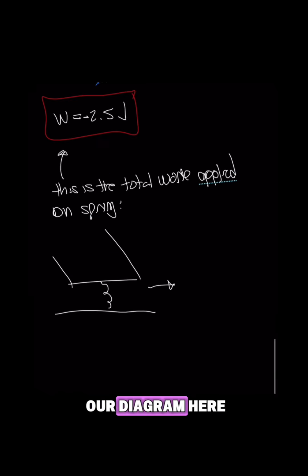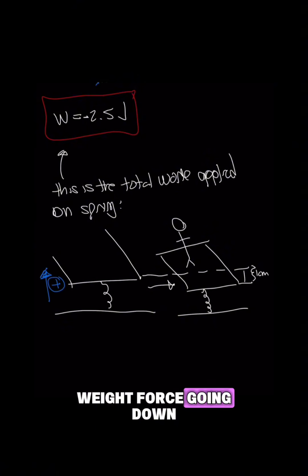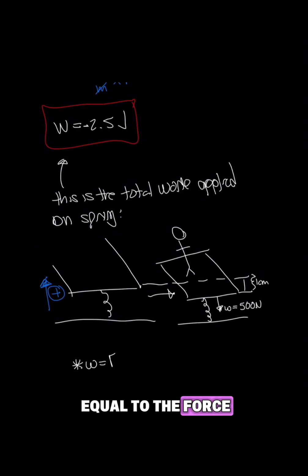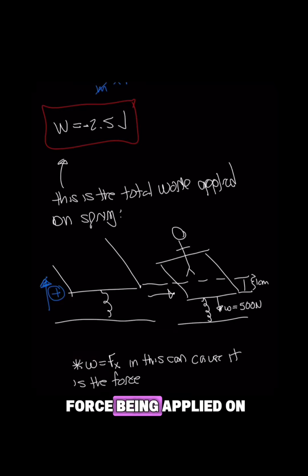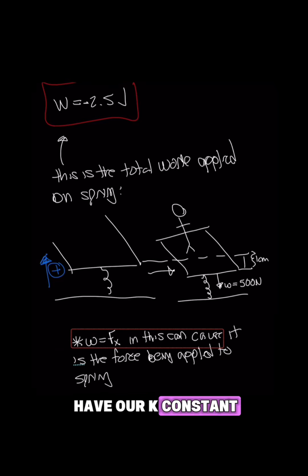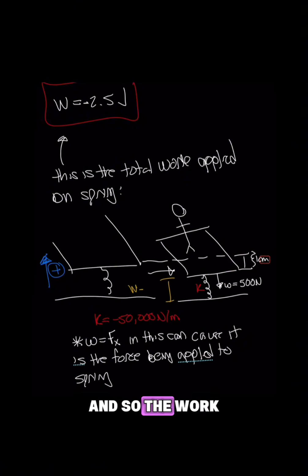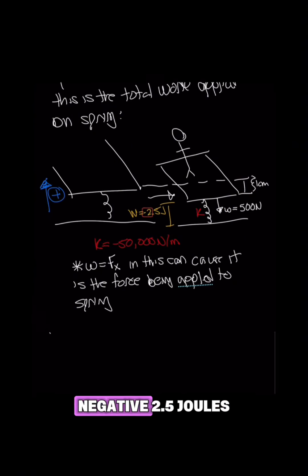If we look at our diagram here, we're going to have our weight force going down, which is 500 newtons. The weight force is equal to the force in the spring in this case because it is the force being applied on the spring. And then we also have our k constant, which we solved for, which is negative 50,000 newtons per meter. And so the work being applied on the spring to compress it by 1 centimeter, as we just found, is negative 2.5 joules.